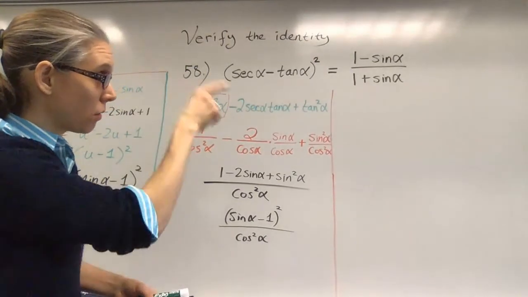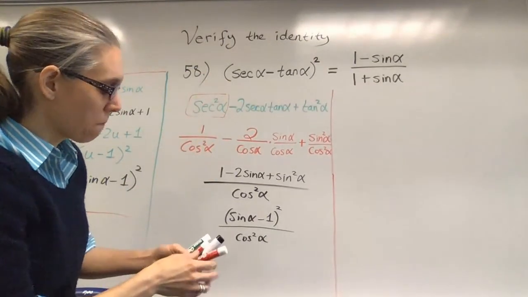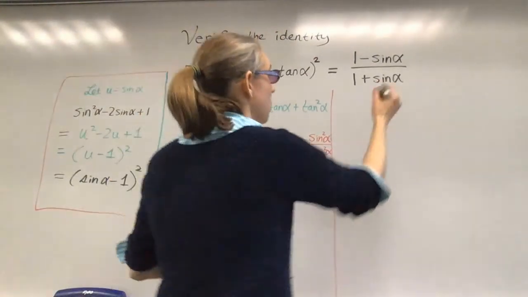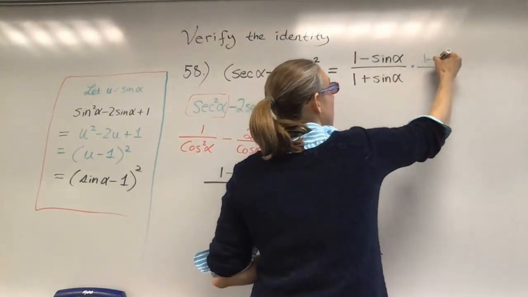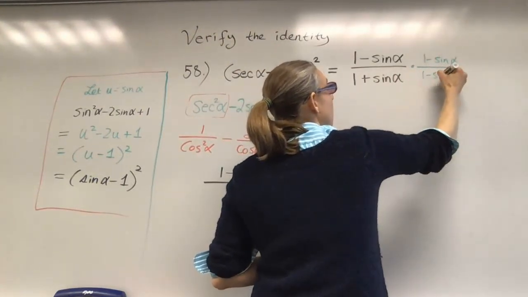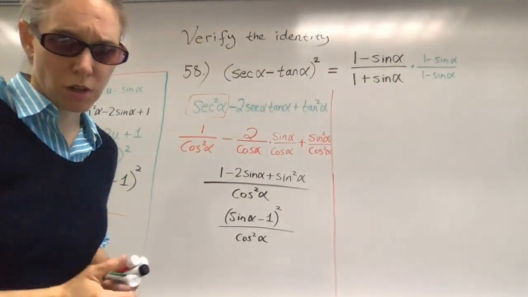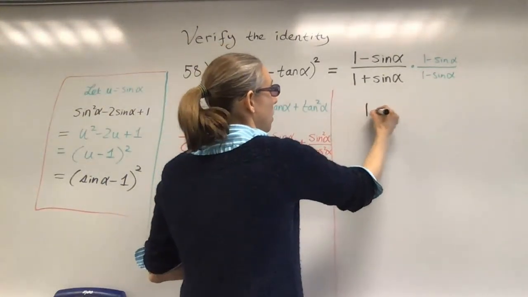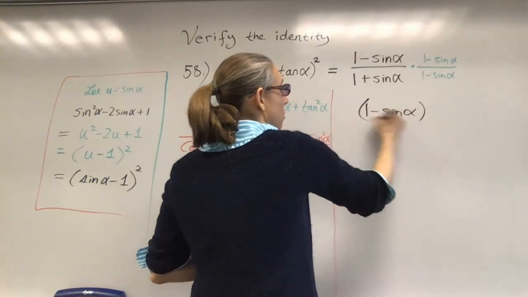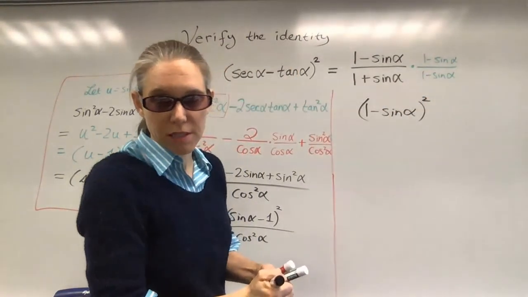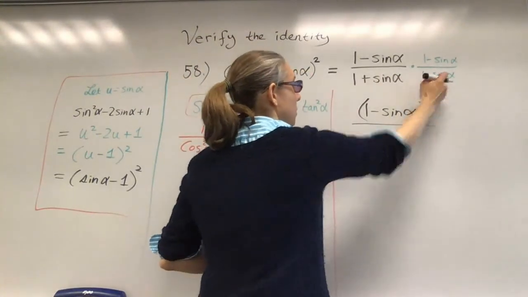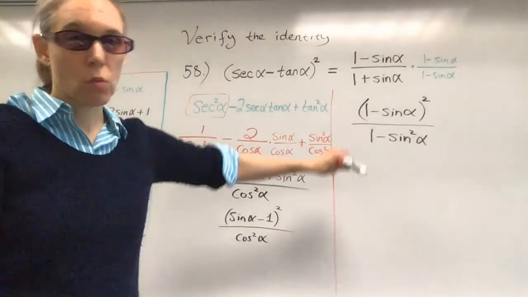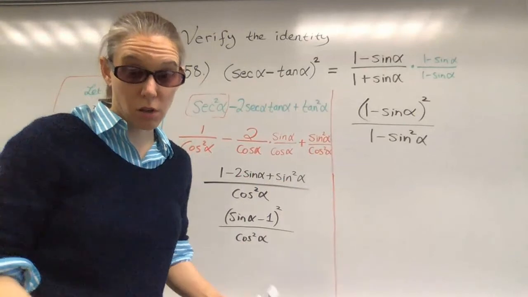So I'm going to go over to that side, and I'm going to multiply by the conjugate of the denominator. The conjugate of the denominator is 1 minus sine alpha. This is also a useful trick, multiplying by conjugates. Okay, so what that does is it turns my numerator into 1 minus sine alpha quantity squared, and it changes my denominator as a difference of squares into 1 minus sine squared alpha. And 1 minus sine squared alpha is equal to cosine squared alpha.